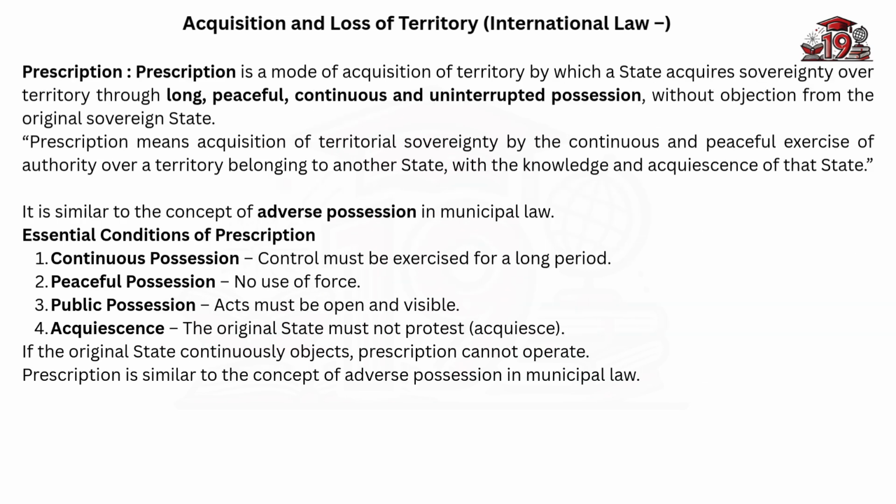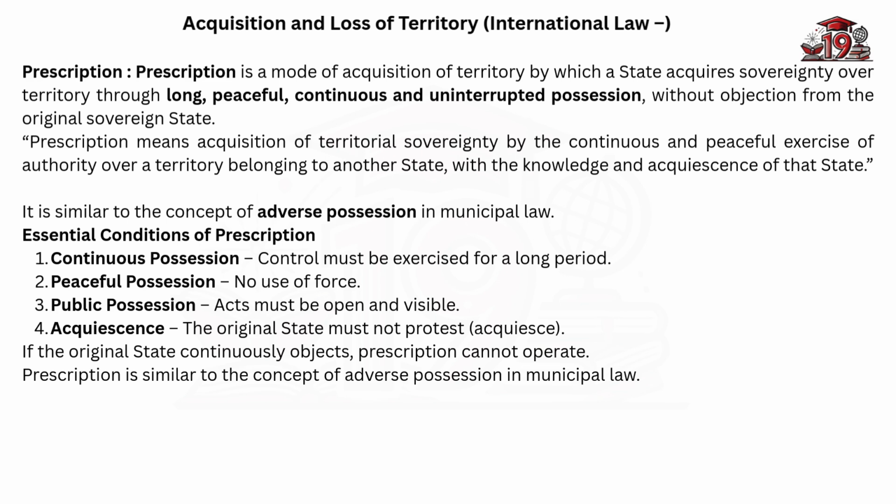Prescription. Prescription is a mode of acquisition of territory by which a state acquires sovereignty over territory through long, peaceful, continuous and uninterrupted possession, without objection from the original sovereign state. Prescription means acquisition of territorial sovereignty by the continuous and peaceful exercise of authority over a territory belonging to another state, with the knowledge and acquiescence of that state. It is similar to the concept of adverse possession in municipal law.